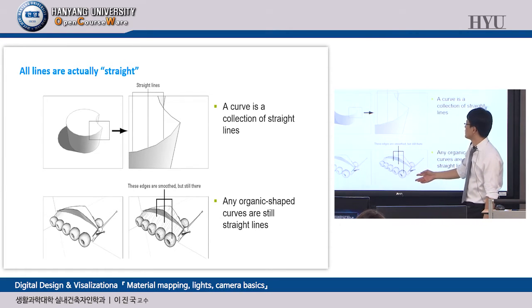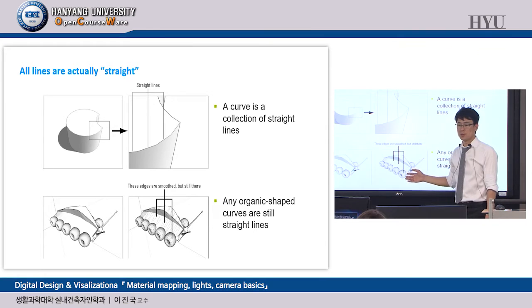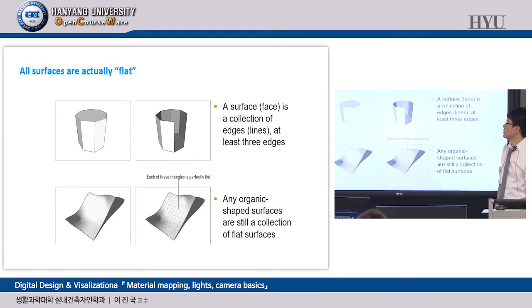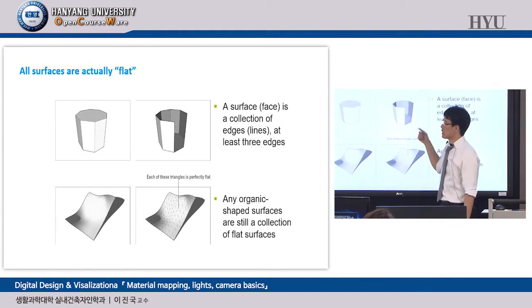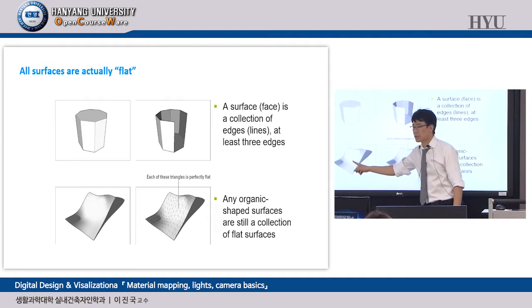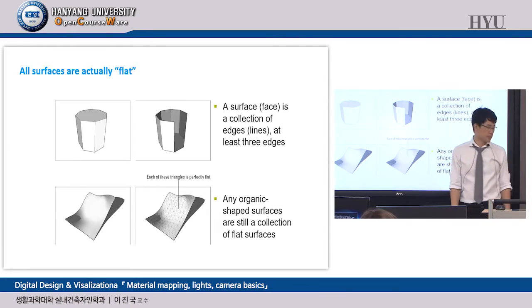How about the surface, 3D? Any organic shape curves are still straight lines, straight polygons, okay? That's the main characteristic of a 3D surface-based model. Take a look. If you remove the top or one of the surfaces, then you can see the inside is hollow. So this is angled, but what if it's an organic shape? Still it has segments, polygons, triangular shapes. Okay, why triangular shape?